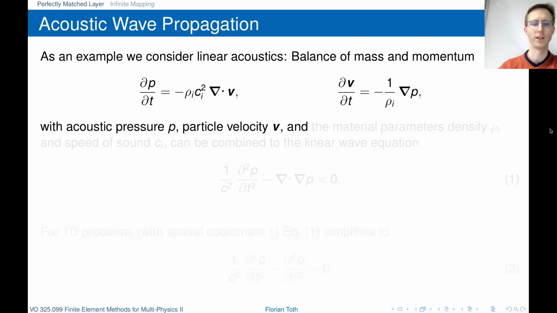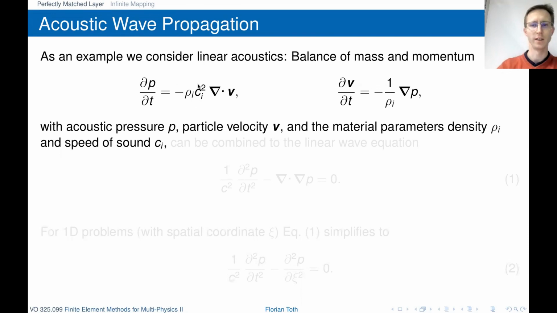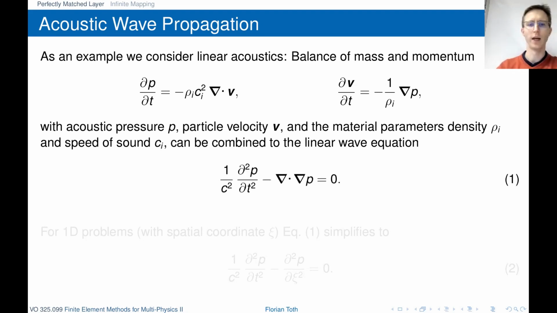So we'll consider linear acoustics, where we have our balance of mass on the left-hand side and our balance of momentum here on the right-hand side. The unknowns are the acoustic pressure and the acoustic particle velocity. And we have material parameters, the density rho_i and the speed of sound c_i. The index i denotes that this might be different in different media. And we know we can combine this into the linear wave equation, where we have a speed of sound as the material parameter. Here an index i is missing. Also, this can, of course, change for different media.